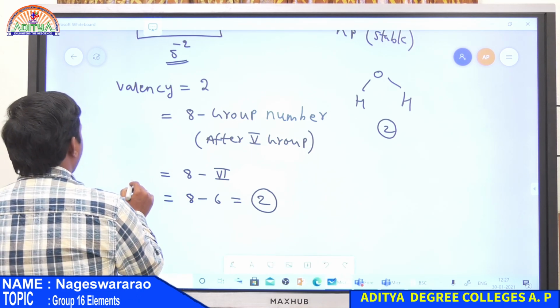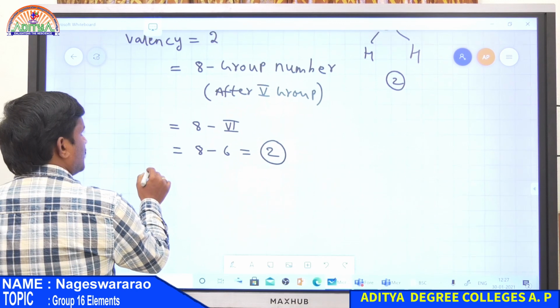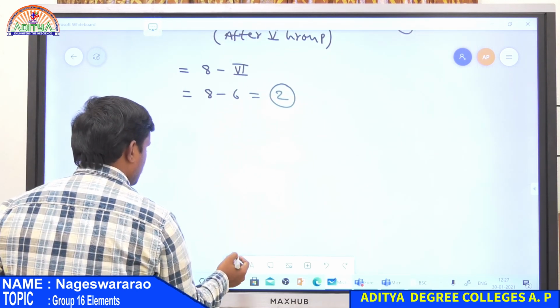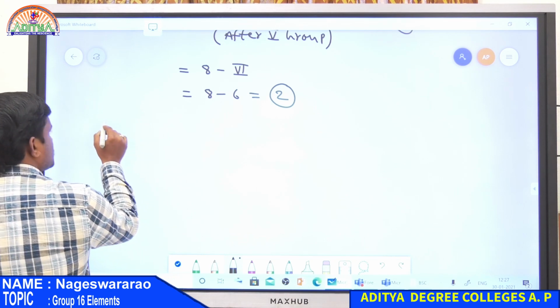And then next property is reducing nature.